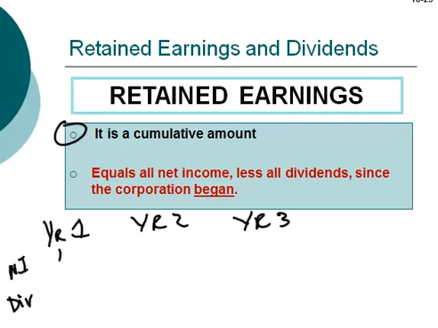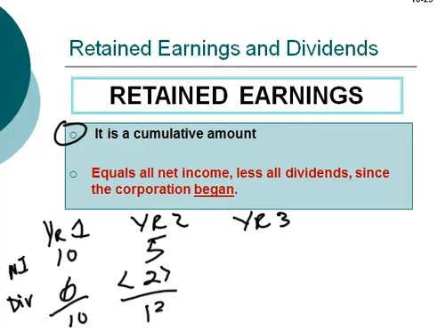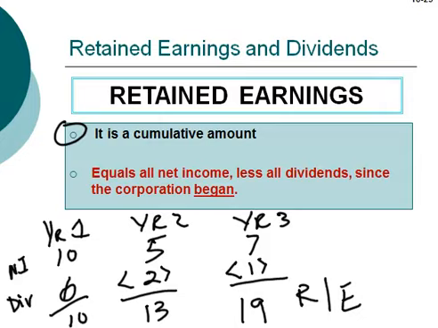If in year one we had net income of 10, paid no dividend, our retained earnings at that point would be 10. If in year two we earned net income of 5, paid a dividend of 2, we would have an increase of 3, our retained earnings would become 13. Year 3, if we had net income of 7 and paid a dividend of 1, we would have a $6 increase in our retained earnings, and our retained earnings at the end of year 3 would be 19.